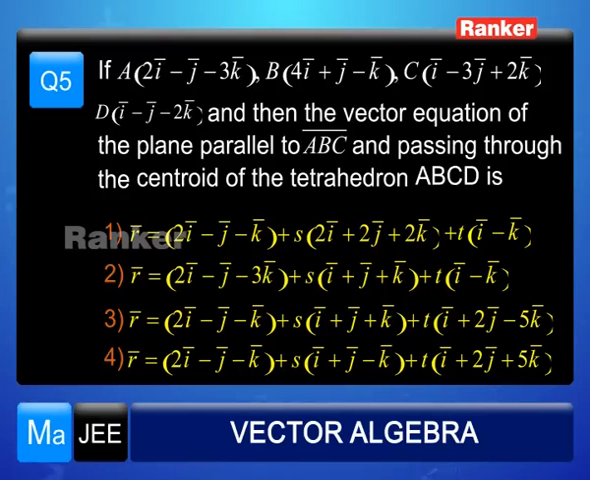Second option, r bar is equal to 2i minus j minus 3k plus s times i plus j plus k plus t into i minus k. Third option, r bar is equal to 2i minus j minus k plus s times i plus j plus k plus t into i plus 2j minus 5k. And fourth option, r bar is equal to 2i minus j minus k plus s into i plus j minus k plus t into i plus 2j plus 5k.